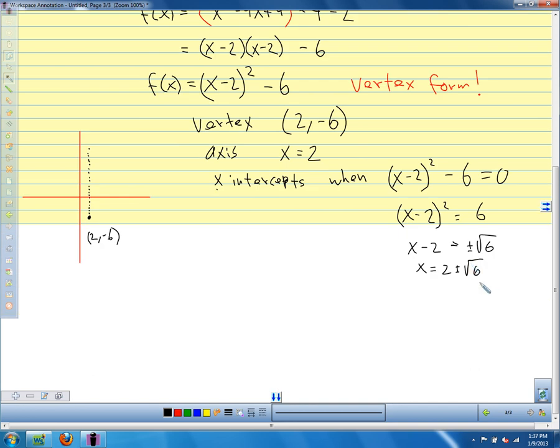I can plug that into my calculator and turn that into a decimal to figure out where my parabola is going to cross the x-axis. And then I can make a nice little sketch of my parabola. And we know it opens up because the number in front of our parentheses is positive.